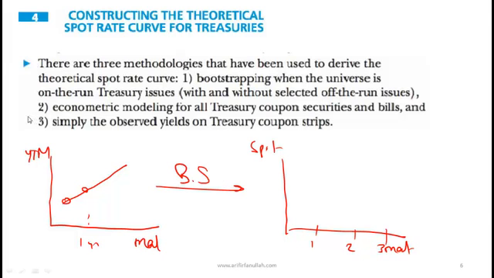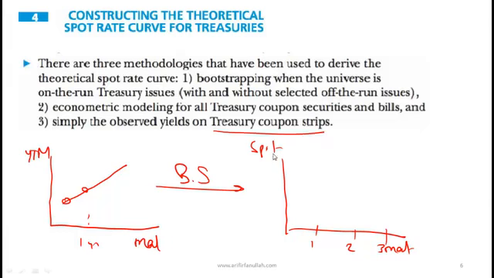Okay, another method is econometric modeling for all treasury coupons, securities and bills. Don't need to know the details, just need to know that there are other methods for doing this. And the simplest method, do you recall from level 1 that there is something called treasury coupon strips?